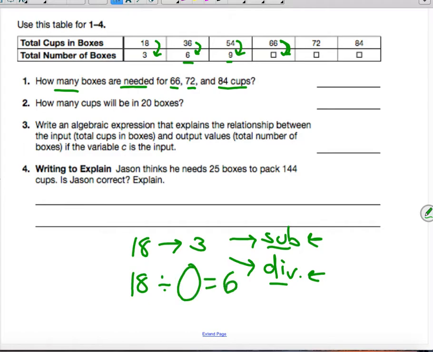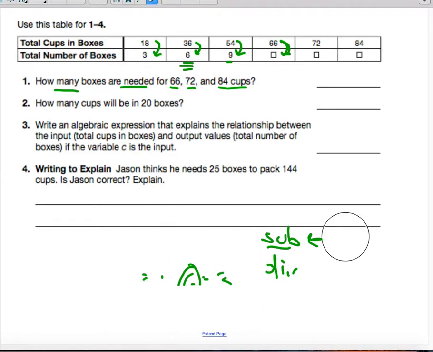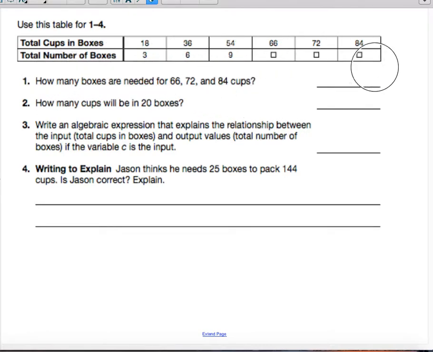equals 3. I kind of gave it away, because 18 divided by 6 equals 3. Then you can ask yourself, 36 divided by 6, does that equal the output number 6? In this case, it certainly does. So that gives you a little bit of a hint as to what you're supposed to do for problem number 1. Let's take a look at problem number 2.